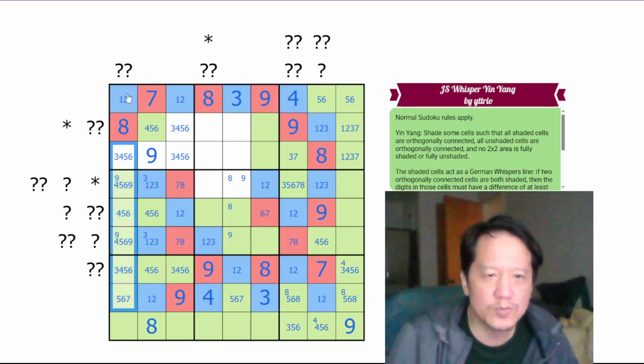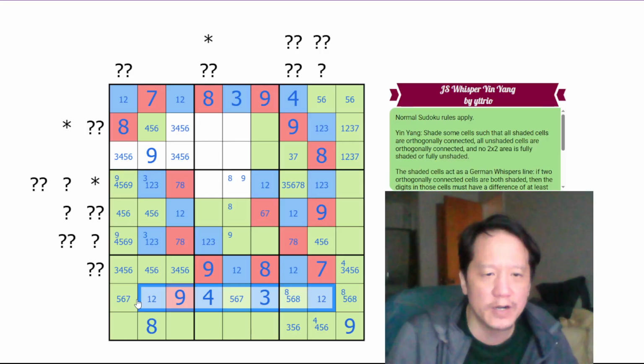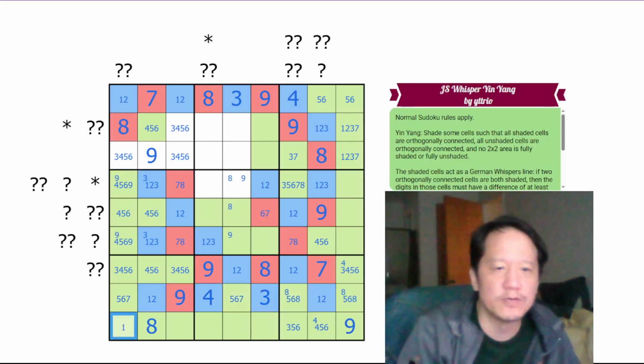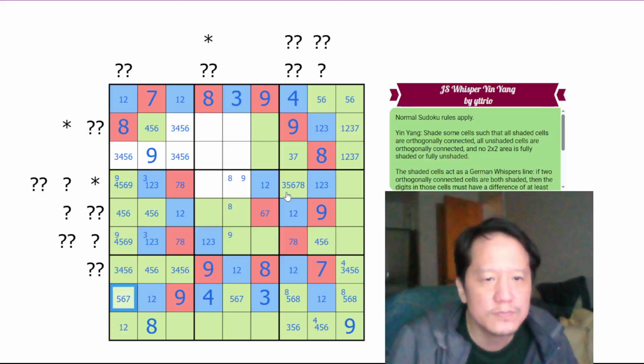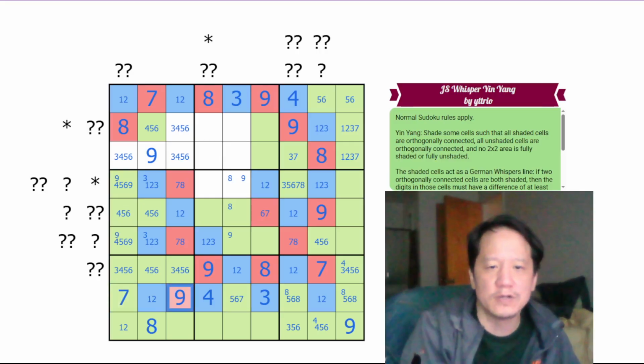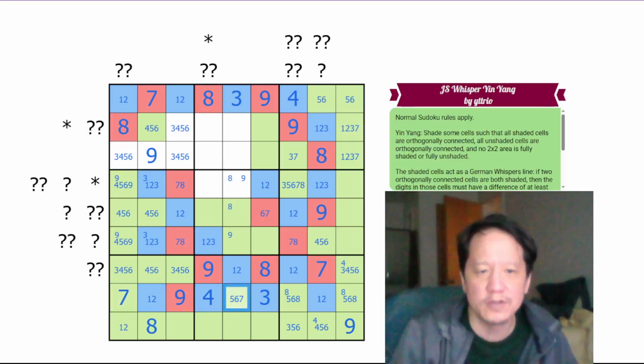Where is the last 1, 2 in column 1? None of these can be 1, 2 because of the 1, 2, 3 triplet. This can't be 1, 2 because of the 1, 2 pair. And this can't be 1, 2 because of the 1, 2 pairs in the rows. So this has to be the remaining 1, 2. Where is 7 in column 1? Can't be here because of 7 in the box. Can't be here because of 7, 8 pair in the box. Can't be here because of 7 in the row. So 7 has to be here, which means this can't be 7 here.